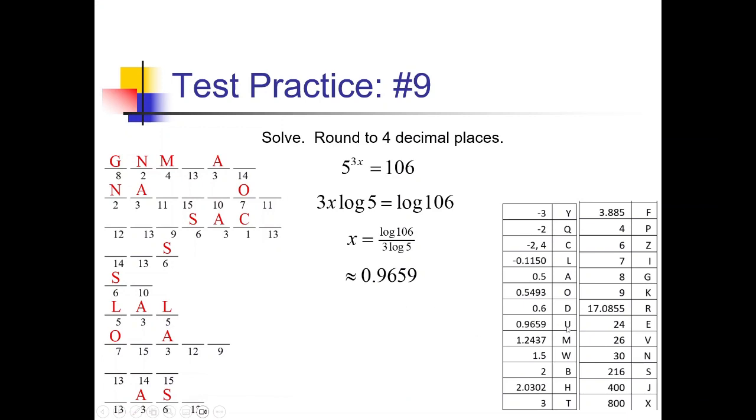0.9659, that's right there, that's u. So we got a u going in spot 9. So there's a u right there. Any other u's? We got one right there. And I think that's it.